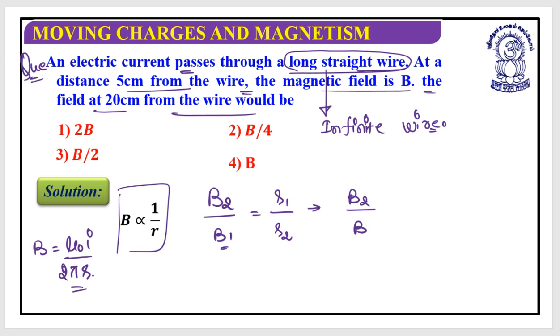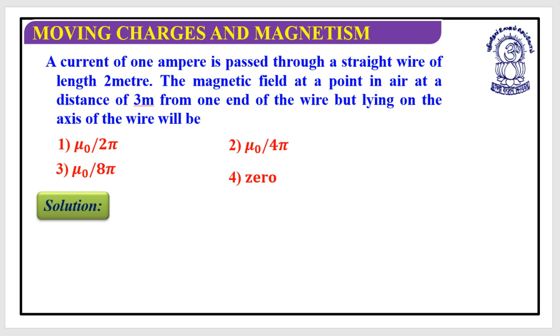B is the B itself. R1 is the 5 centimeter distance. And what I required is the magnetic field at 20. 5 fours are 20. So B2 is equal to B divided by 4. As soon as distance is increasing, this should be decreasing. So this B2 should be equal to B by 4. Is it clear? Yes, very easy. Let's work for the next question and do it fast.